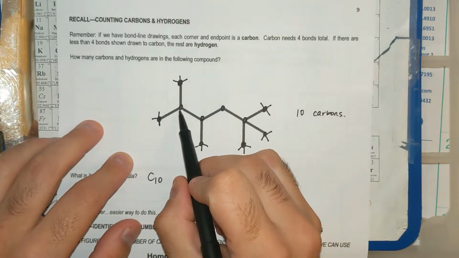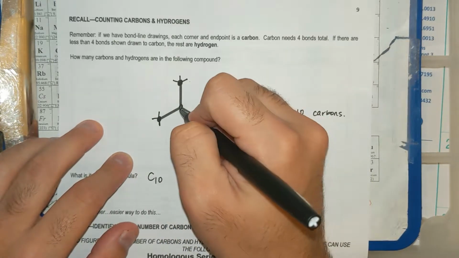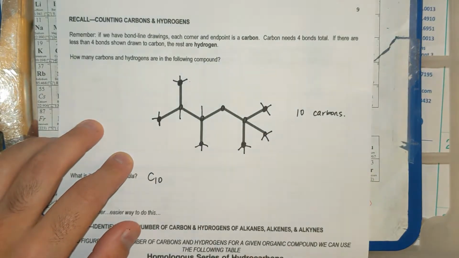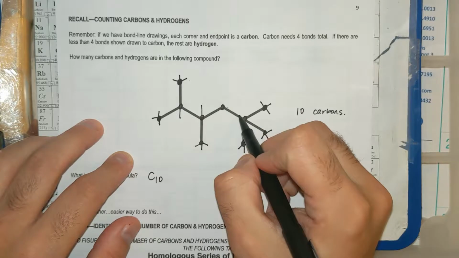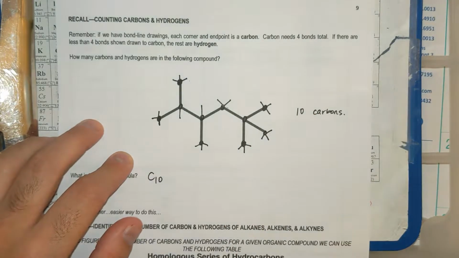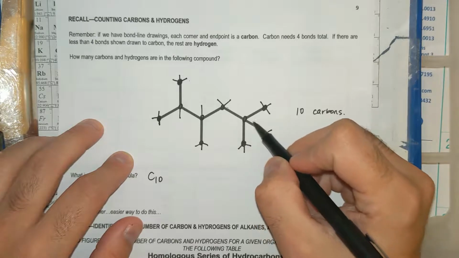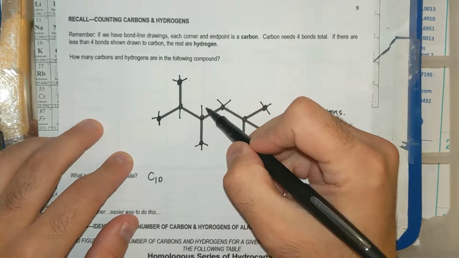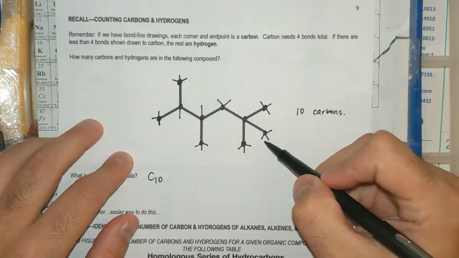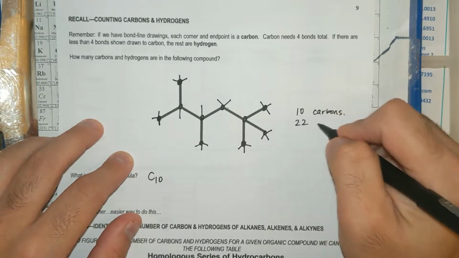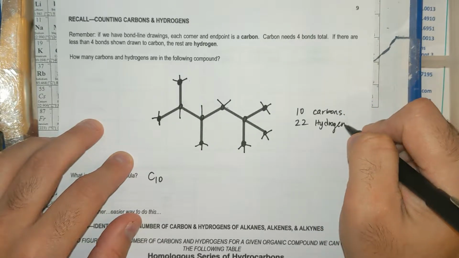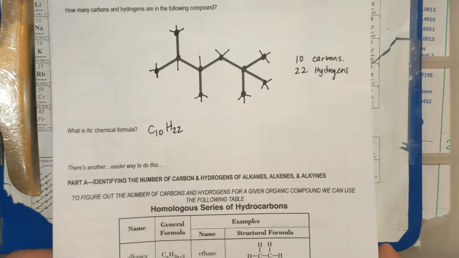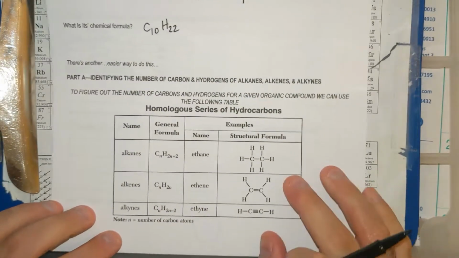Then let's look at this carbon. This carbon has 1, 2, 3 bonds shown drawn to it. It needs 1 hydrogen. This carbon has 1, 2, 3, so it needs another hydrogen. This carbon shows 2 bonds drawn to it, so this needs 2 hydrogens. This carbon has 1, 2, 3, 4 bonds shown to it, so no hydrogens. Altogether, 22 hydrogens, which means its formula would be C10H22. But as I mentioned in class, there's a much easier way to do this.